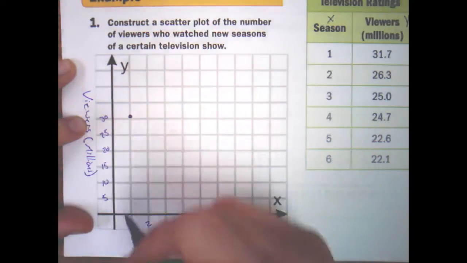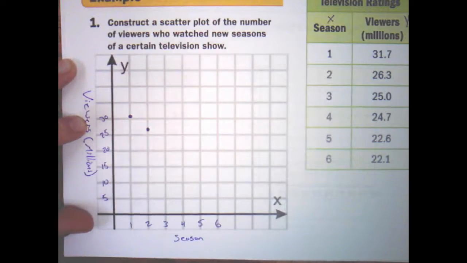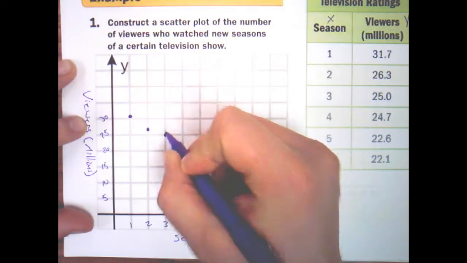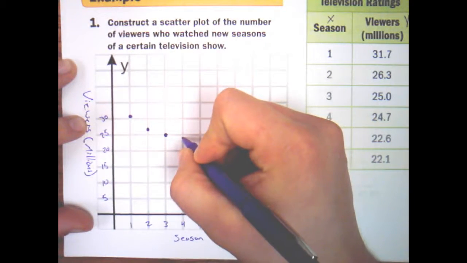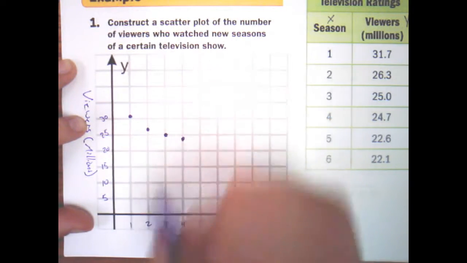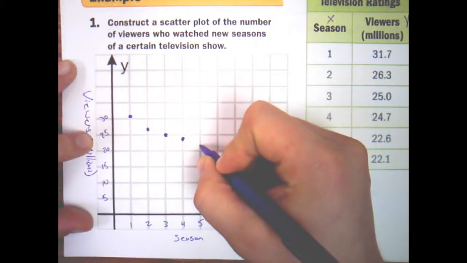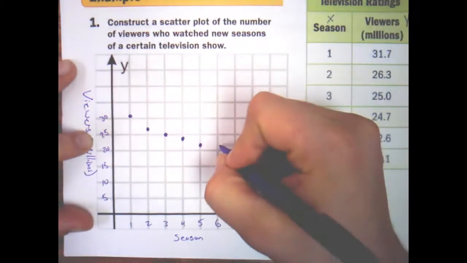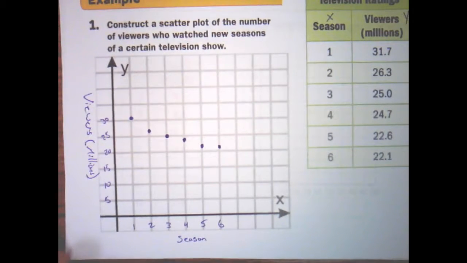And season 2 we had 26, just over 25. Season 3 we had exactly 25. Season 4, 24.7, pretty close to 25. At 5 we dropped down to 22.6, and 6, 22.1. So here is our scatter plot.